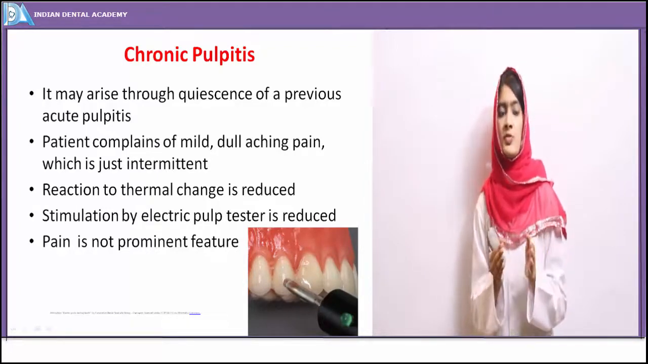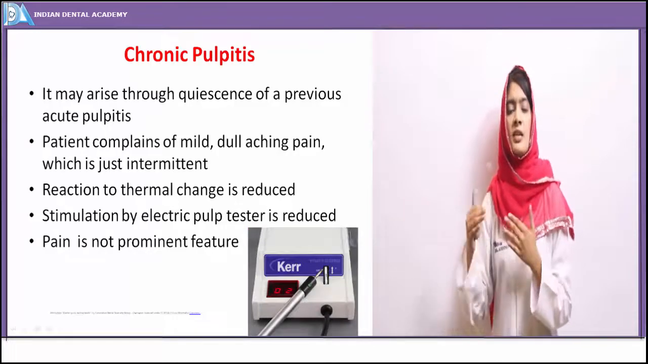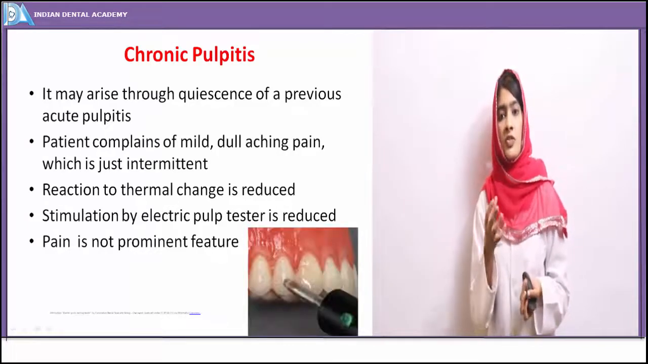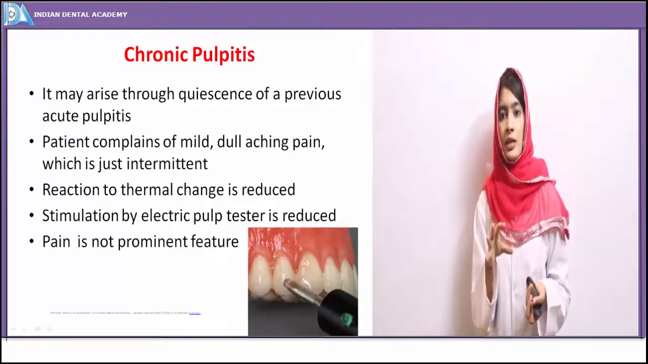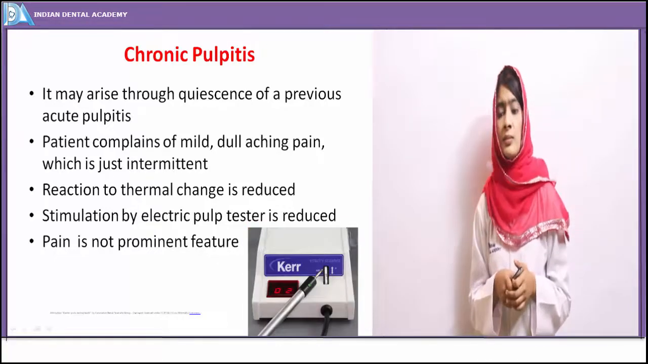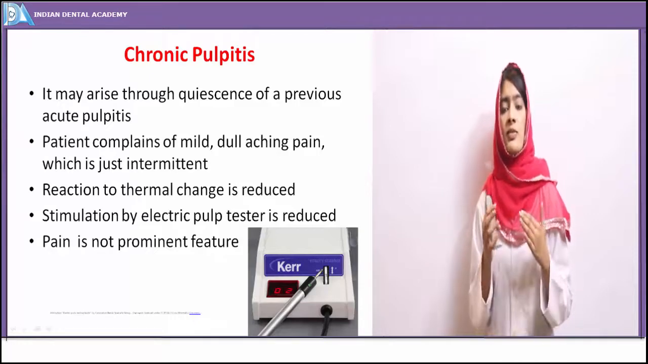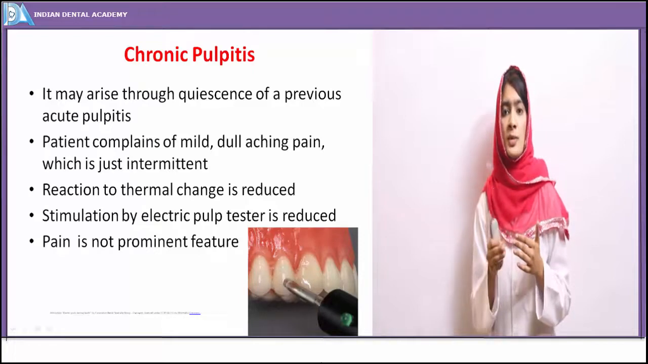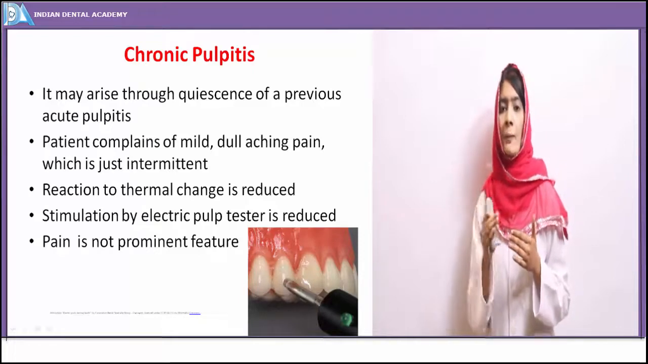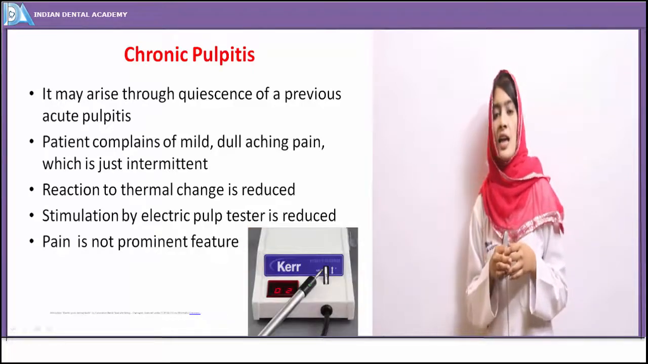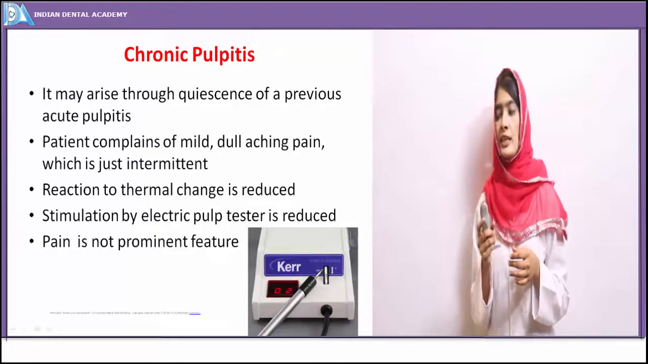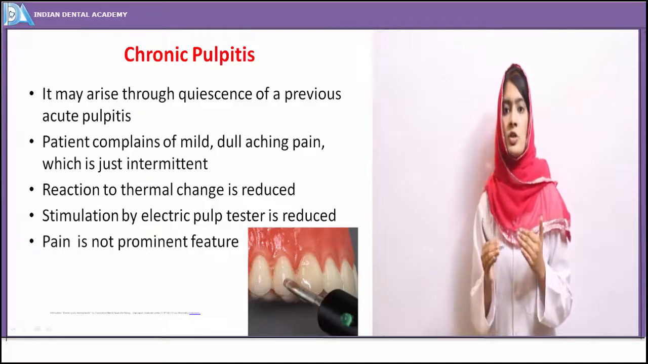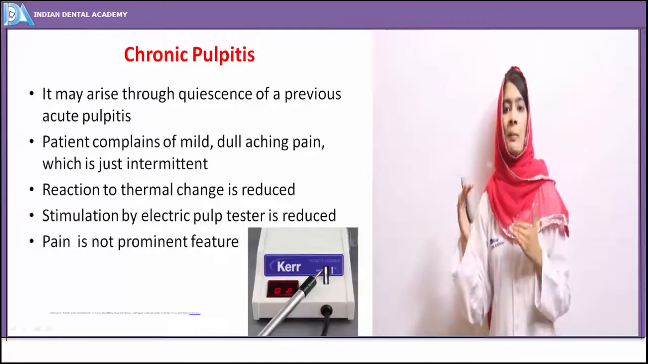So it may persist for a few minutes, and after that the patient again becomes normal. Even the pain is relatively dull in nature, and when a thermal stimulus is applied, the intensity of pain induced is a little bit reduced when compared to acute pulpitis. And whenever electric pulp testing is carried out, the response to the electric pulp tester is also reduced, indicating the teeth have a greater pain threshold.